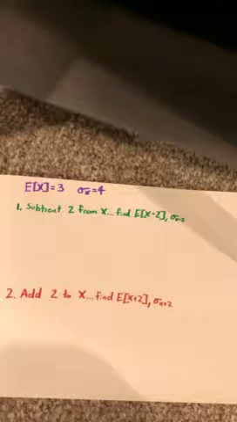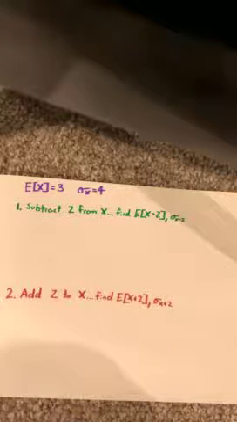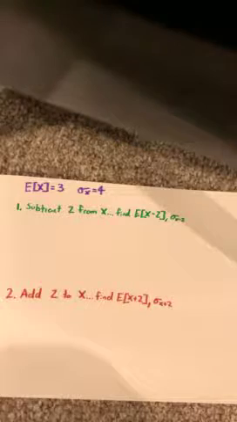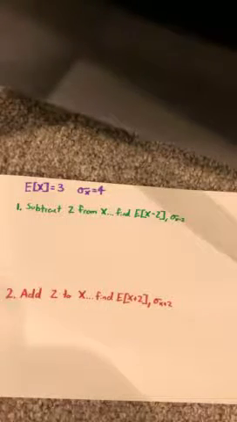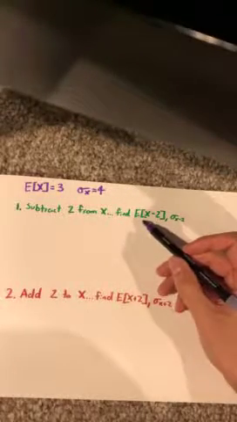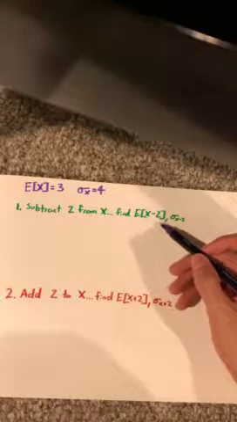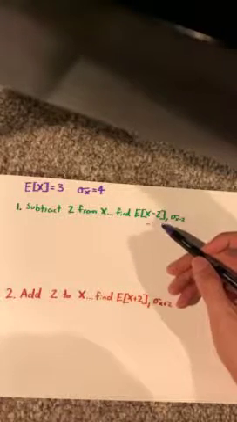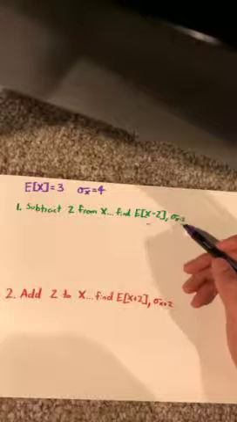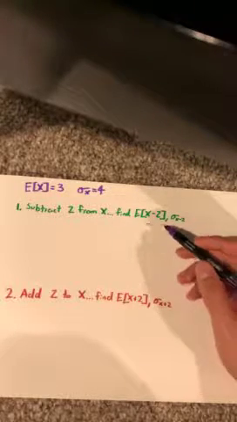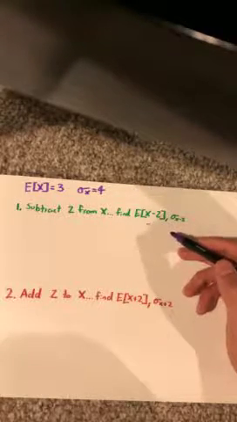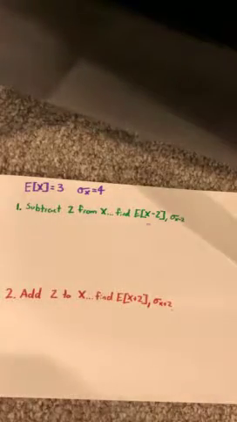So we're going to start off with our first problem, which is subtracting 2 from x, and we are going to want to find the expected value of x minus 2. That's what this E of x minus 2 represents. And then the standard deviation of x minus 2. So these symbols symbolize the expected value and standard deviation of x minus 2.